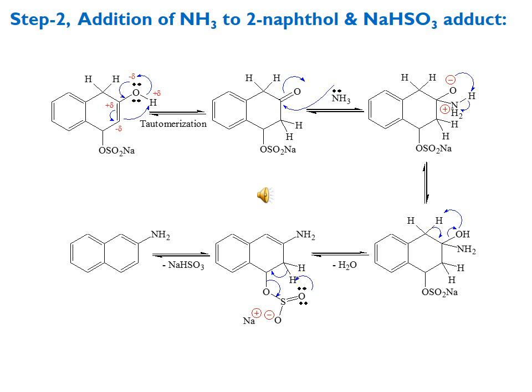In the second step, it is the addition of ammonia to the naphthol and sodium bisulfite adduct. The 2-naphthol and sodium bisulfite adduct was previously prepared in the first step. Here you can see the first conversion, the first step is the tautomerization process, in which this enol is converted into a keto form. The conversion of enol is explained through the charges: partial negative charge on oxygen, partial positive charge on hydrogen, and in a similar way, the carbon to which the hydroxy group is attached has a partial positive charge and the next carbon has a partial negative charge.